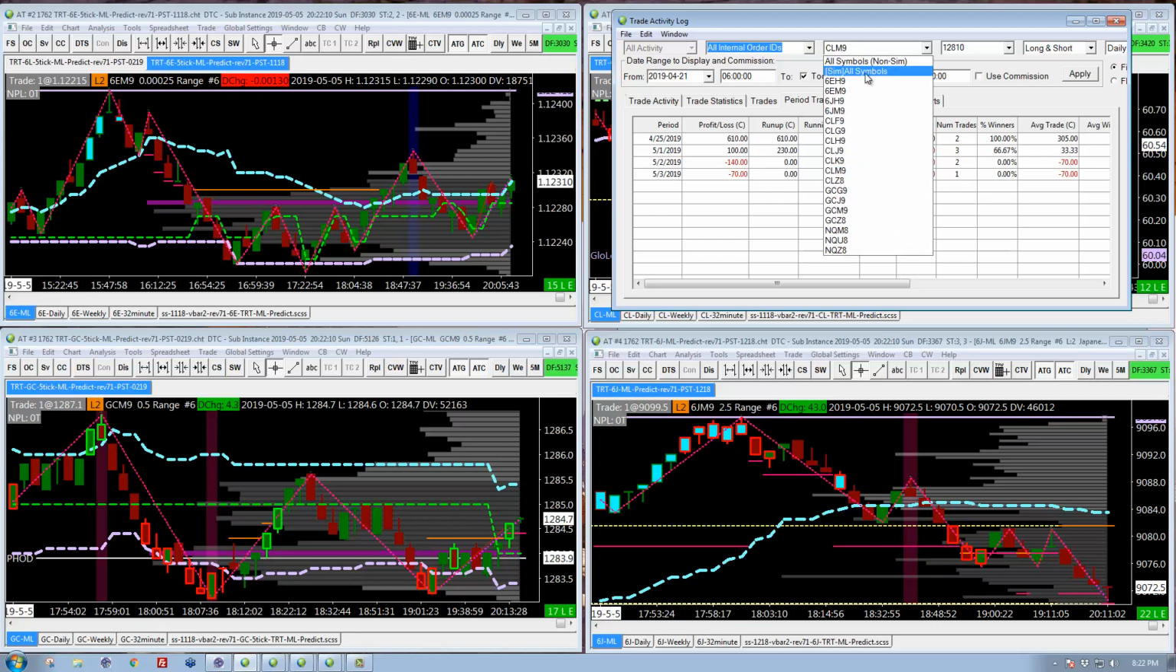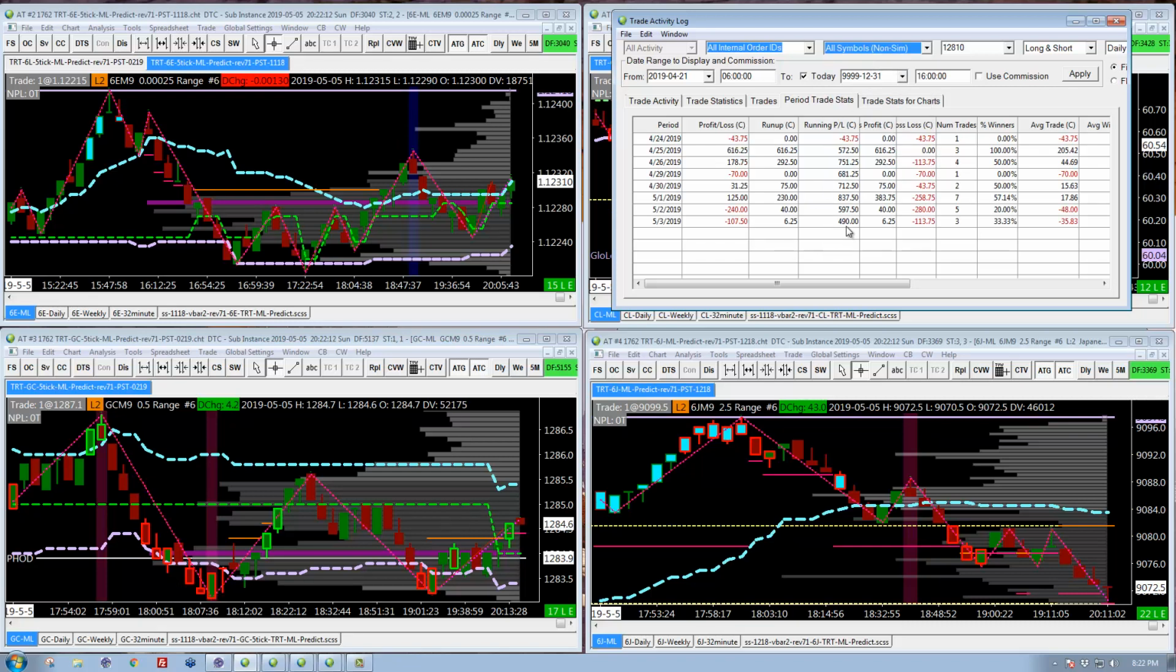Let's go back and take a look at the full number. What was the full number again? I've got to write this down. Plus 490 on 26 trades after 2 weeks. Again, this is modeled on a $5,000 account, taking 7 ticks of risk per trade.